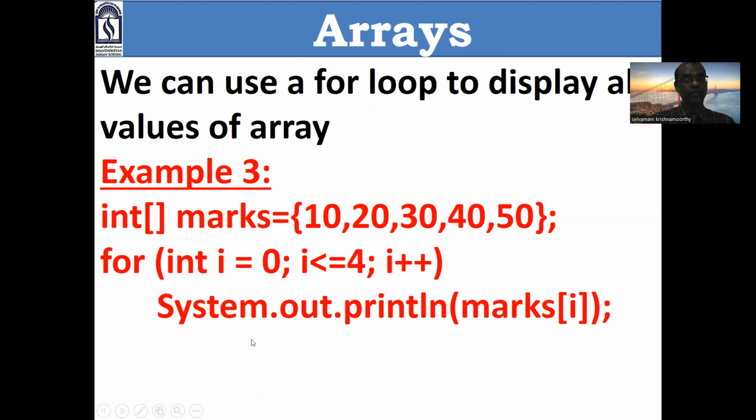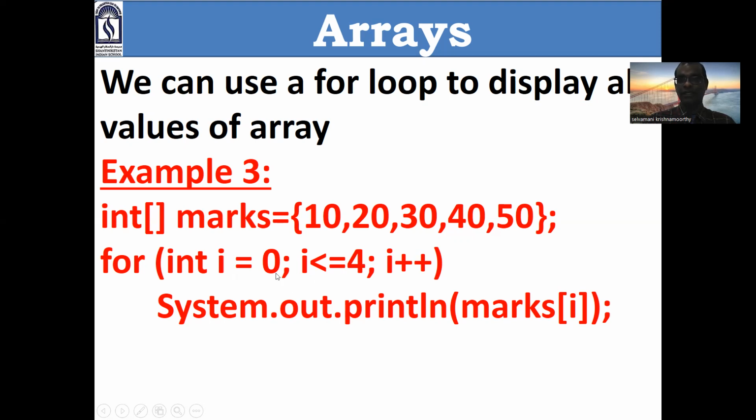See how it works. In this line, already we know very well. Marks is one array. It stores 5 elements. Marks of 0, marks of 1, so on to marks of 4. We are having one for loop. Int i is the initialization. i will be assigned 0. That is the first location, the 0th location, array index. i is less than or equal to 4. That is the last location.